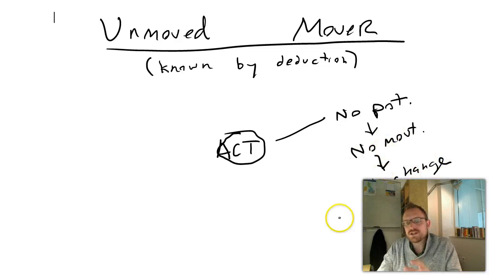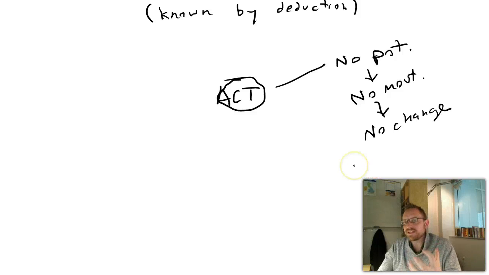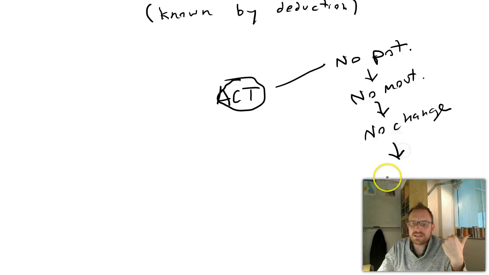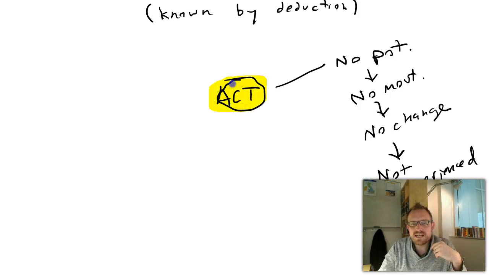Right? Now, but here's the problem: everything in my experience is changing, which means that this is not subject to experience. It's not experienced. I don't see the unmoved mover. Rather, I postulate the necessity of something that's purely actual. And that's all I mean by the unmoved mover.